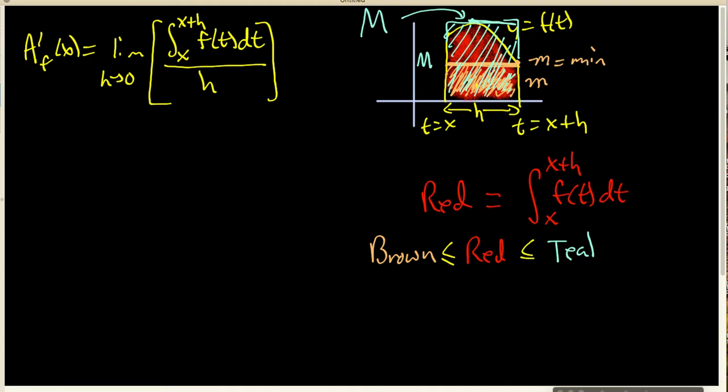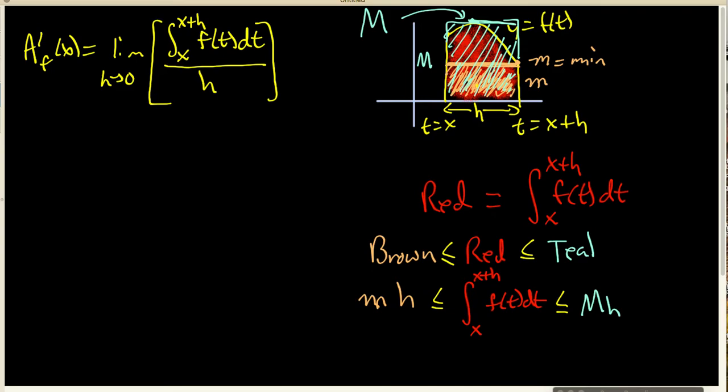So that brown rectangle has area equal to little m times h, and that is less than or equal to the red area, which is given by the integral from x to x plus h of f of t dt, and that's less than or equal to the teal rectangle, and the area of the teal rectangle is capital M times h.